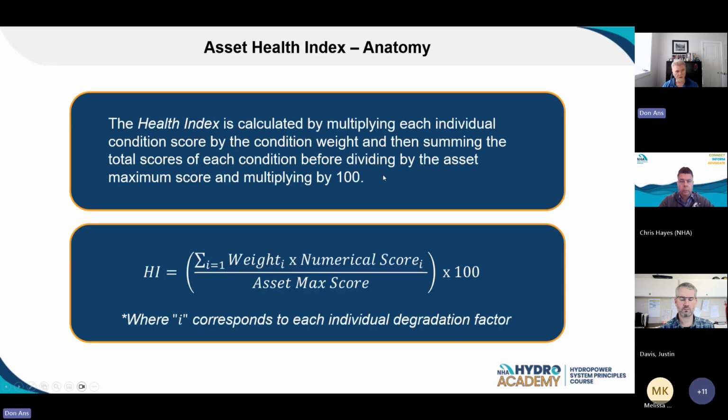And I'm not going to test you on any of these formulas, but basically, in order to come up with the overall health index, it's just using a sum of the weights times the numerical score over the max score times 100. You end up with a number out of 100.